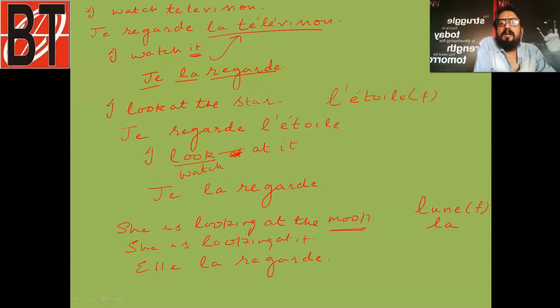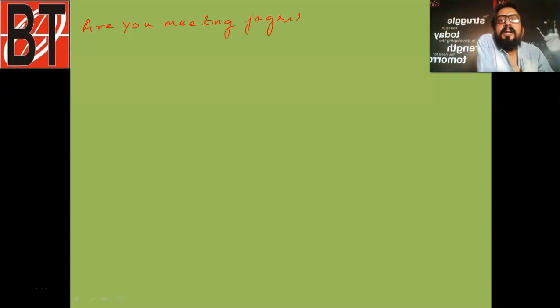So this is how we can use the direct object pronoun to help you to build simple and short French phrases. Now let's change the slide. I'm writing a few interesting sentences. Let us put it in the form of a dialogue. Are you meeting Jagriti and Varsha?